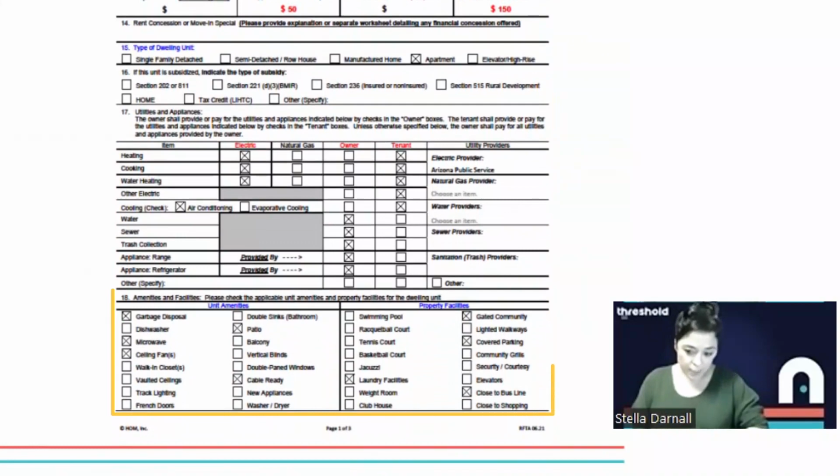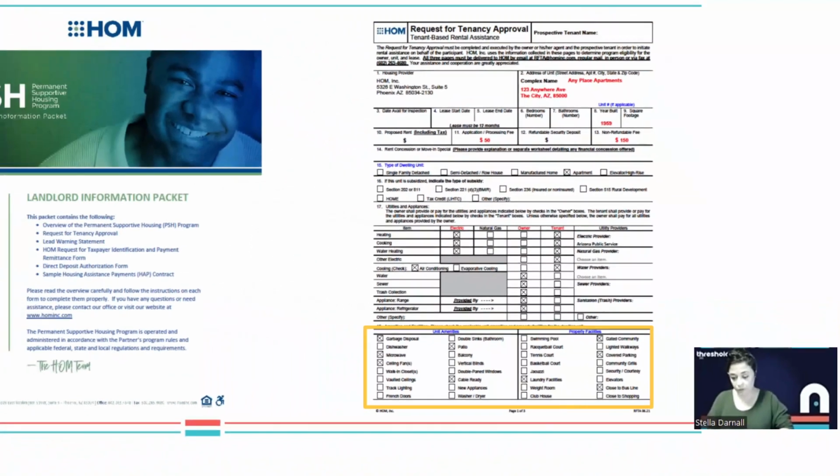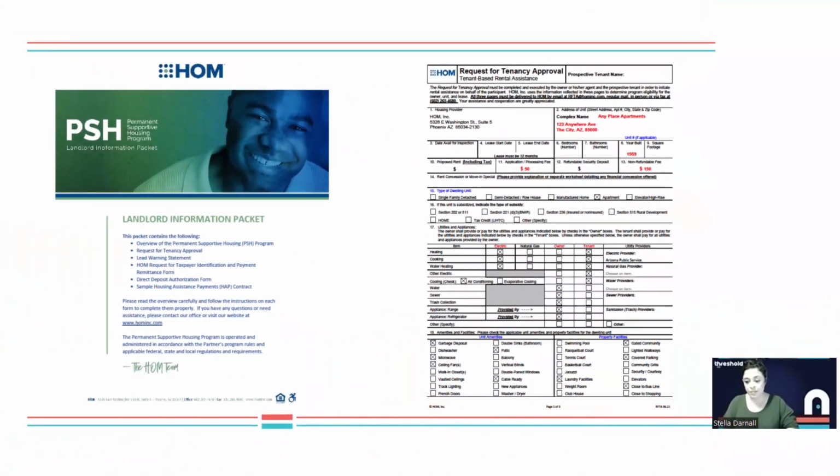So at the bottom is the amenities and property facilities. Anything that the physical unit itself has, like a garbage disposal or microwave, you want to go ahead and check those off. And then of course the property facilities. So if there is a pool, on-site laundry facility, elevators, things like that, you'd go ahead and check that off. So it's pretty simple, pretty self-explanatory.